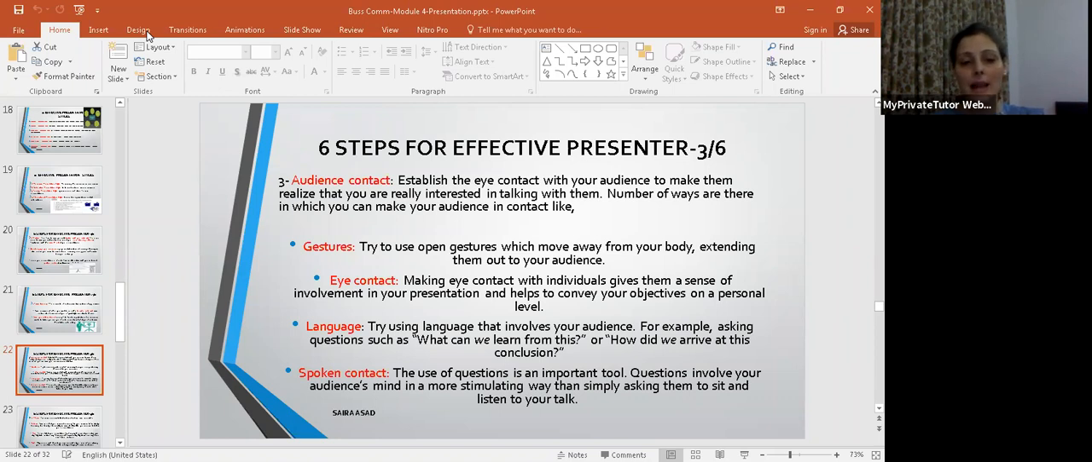Gestures, eye contact, language, spoken contact. From your gestures, you can attract your body, extend your arms, and go towards them. They feel good. The presenter is also introducing them to the other people. This is one of your gestures. And eye contact is another gesture from your side to have audience contact. And language: you can use the name of that person also, if you know it, and introduce them.